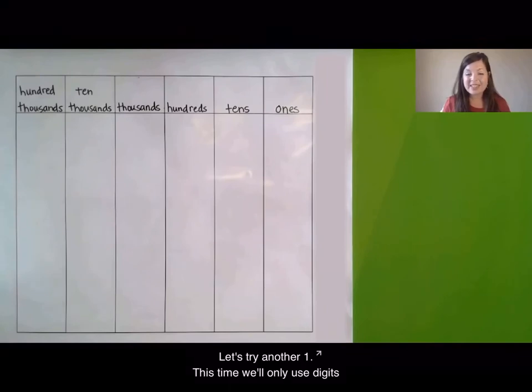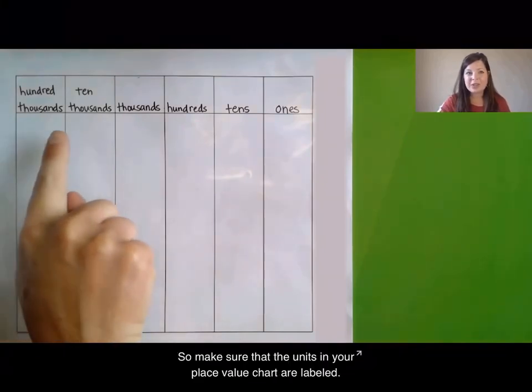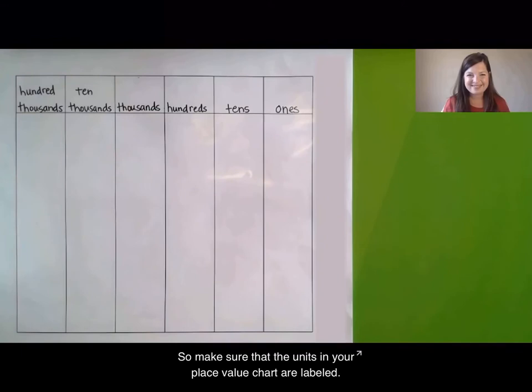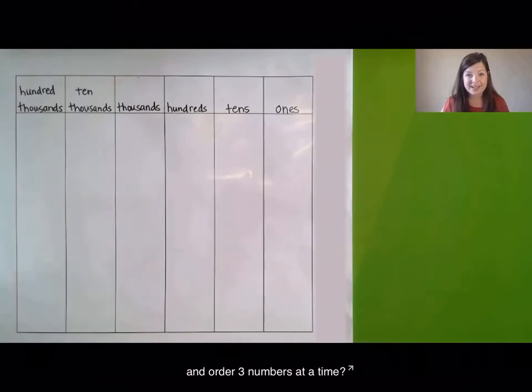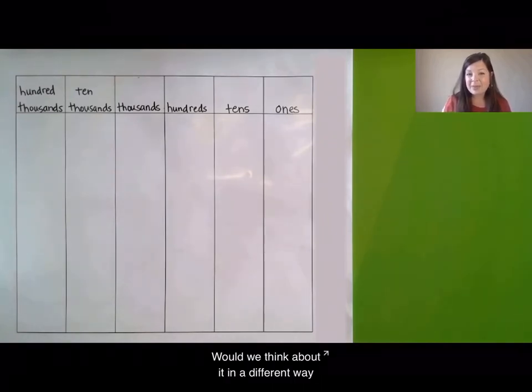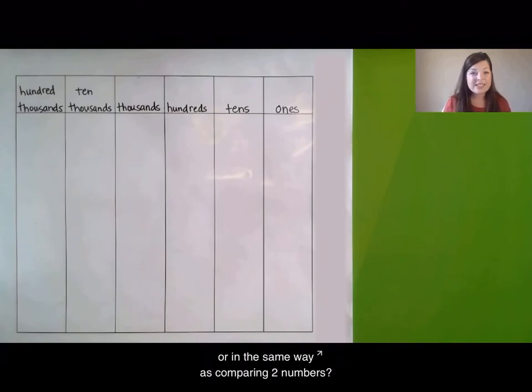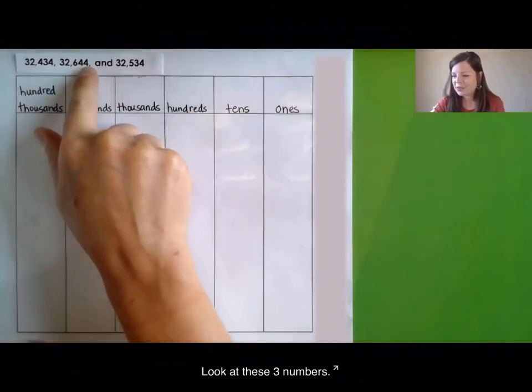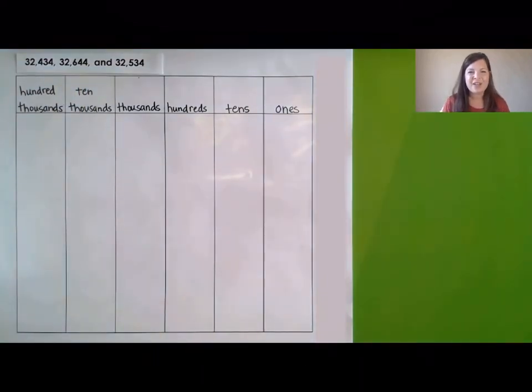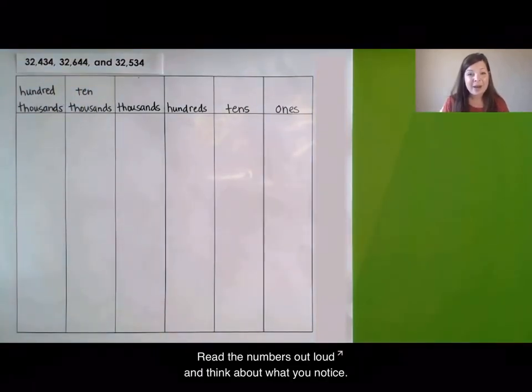Let's try another one. This time, we'll only use digits to represent our numbers, so make sure that the units in your place value chart are labeled. Now, so far, we've compared 2 numbers. How do you think it will work if we were to compare and order 3 numbers at a time? Would we think about it in a different way or in the same way as comparing 2 numbers? Let's give it a shot. Look at these 3 numbers. Read the numbers out loud and think about what you notice.